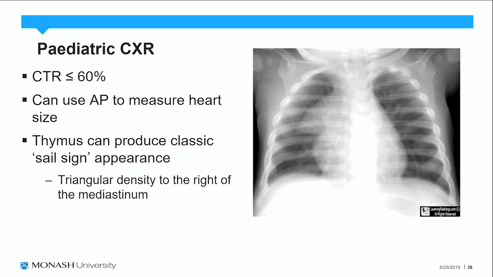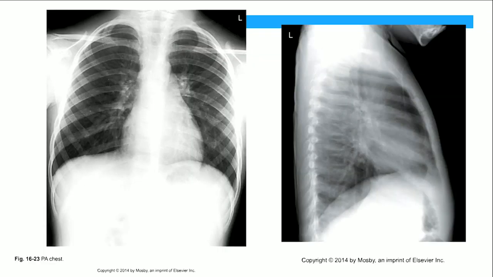So in the pediatric patient, the cardiothoracic ratio can be less than or equal to 60%. You can measure the heart size on an AP view. And then remember, with our pediatric patients, the thymus can produce a very classic sail sign appearance. You can see on the image that there is a triangular density to the right of the mediastinum.